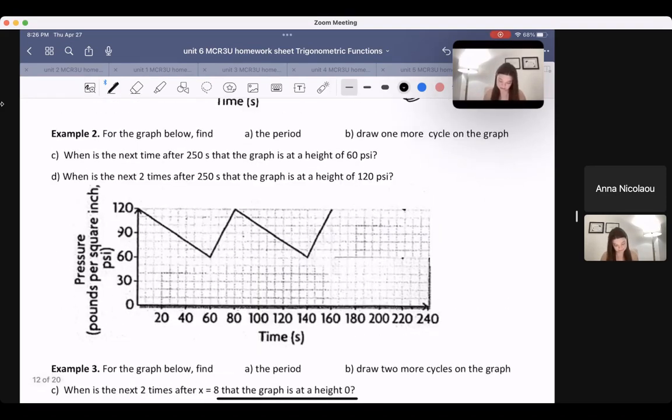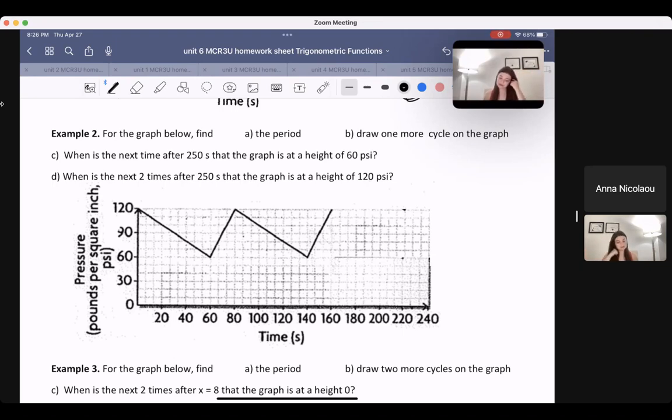Okay, for the graph below, find the period, draw one more cycle on the graph. When is the next time after 250 seconds that the graph is at the height of 60 psi? And what are the next two times after 250 seconds that the graph is at a height of 120 psi?